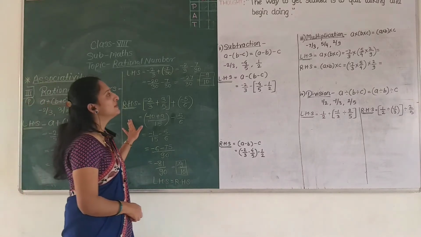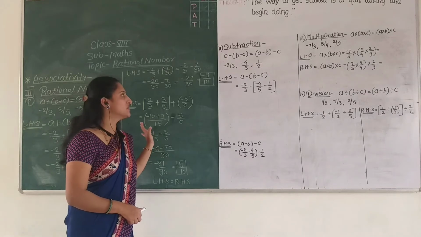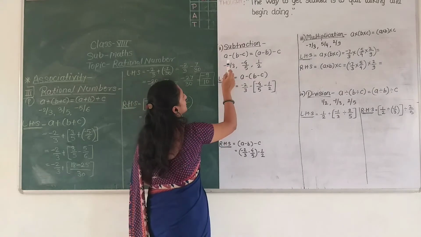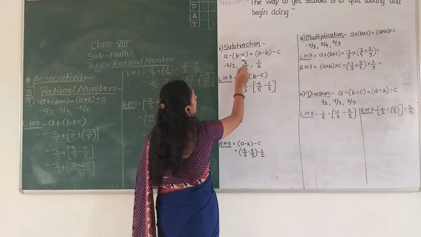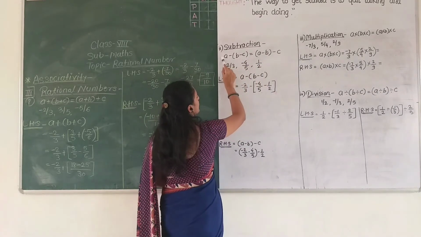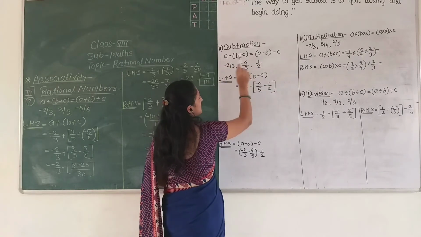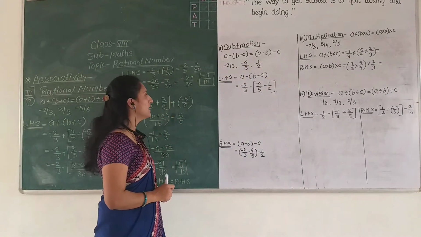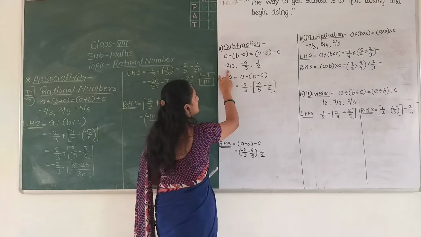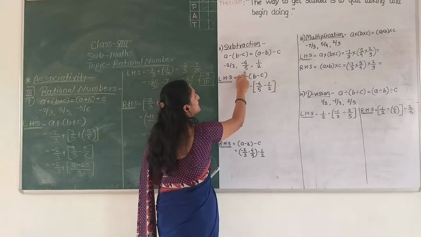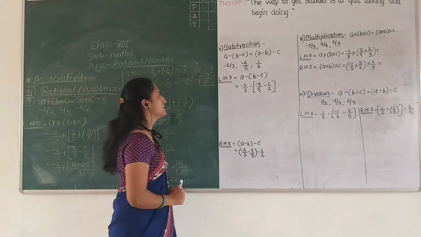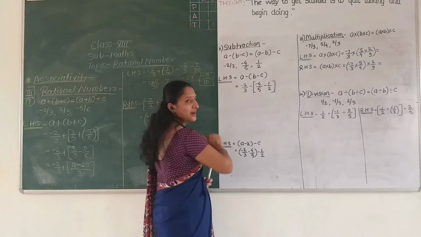So now we perform the next operation, which is subtraction. Now for subtraction, here we have to show that (A minus B) minus C is equal to A minus (B minus C). Okay? We have to show whether the LHS is equal to RHS or not. So look here. For this, I take three rational numbers. Value of A is negative 2 upon 3, B is negative 4 upon 5 and value of C is 1 upon 2.